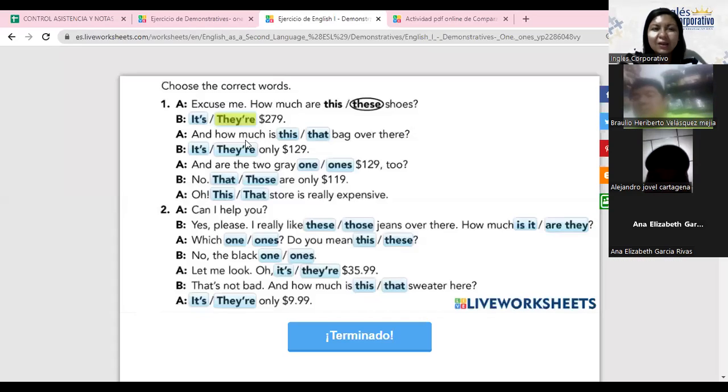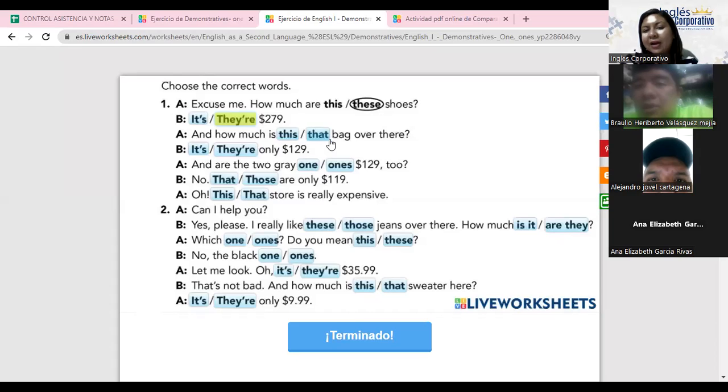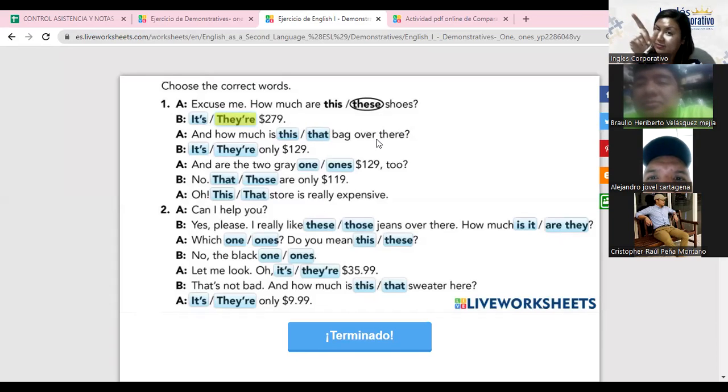Okay, let's go back. Next: how much is this or that bag over there? That, over there. How much is that bag over there? Okay, so do you say it's or there? It's.